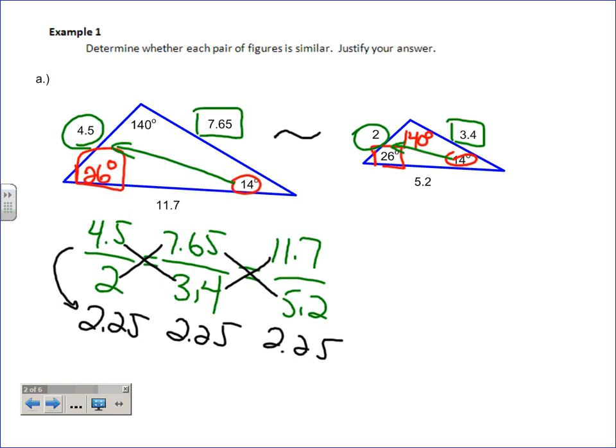Okay, the question was, do all of them have to basically have the same ratio to be similar? Yes, they do. They have to all have the same ratio. It is very possible that we could go 2.25, 2.25, and then 3, but then we would say no for similar. Those objects could be out there, but they would not be similar. So any questions?